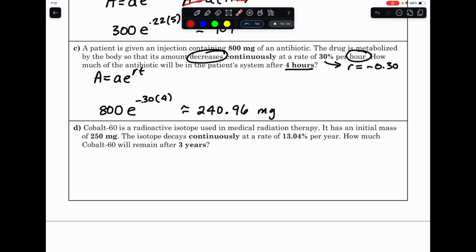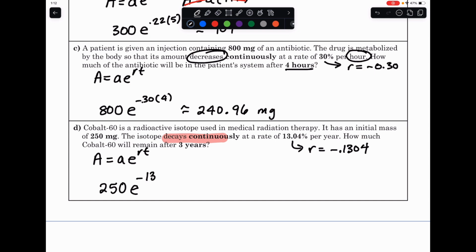Since it's a continuous decay, that tells us that the value of A will equal A times e to the rt power. And the decay part means that this number is simply going to be a negative decimal value. So plugging in the initial value of 250 times e, raised to the negative 0.1304, and multiplying that by 3.